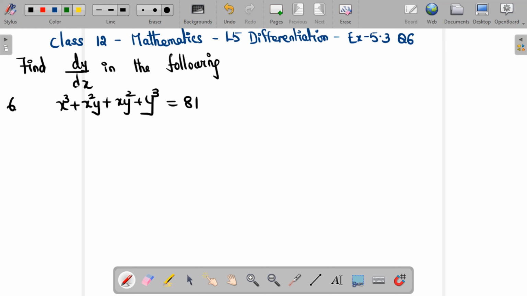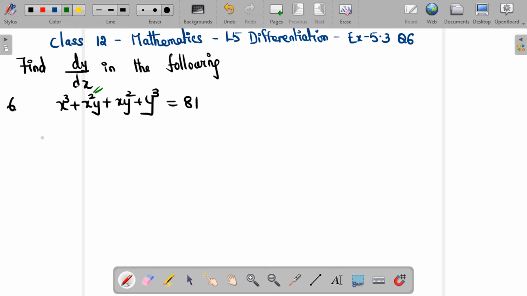In this video, let's find the solution for the sixth question in exercise 5.3. Find dy by dx in the following. The given expression is x cubed plus x squared y plus x y squared plus y cubed is equal to 81. So here every term we are going to differentiate with respect to x.